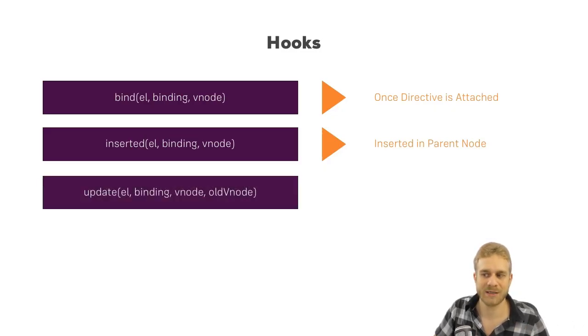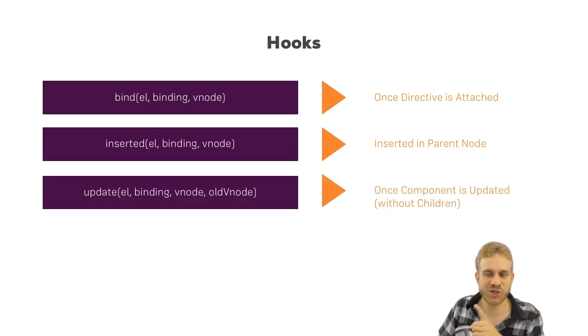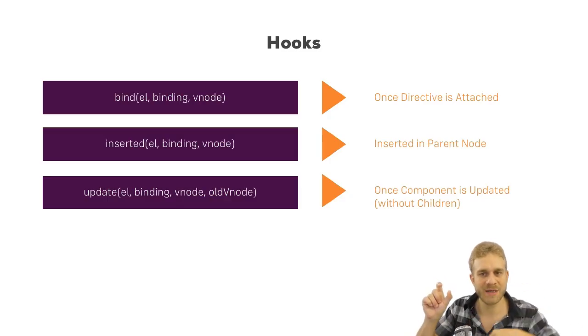Then we get update. Update is called whenever the component updates. Though important, the children of that component haven't been updated yet. And here we also got an extra argument, old vNode. Well, since it updated, we got the new node in the virtual DOM and the old node. Again, both should be treated as read-only, as should be binding.